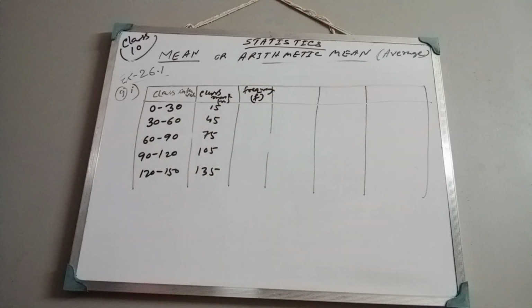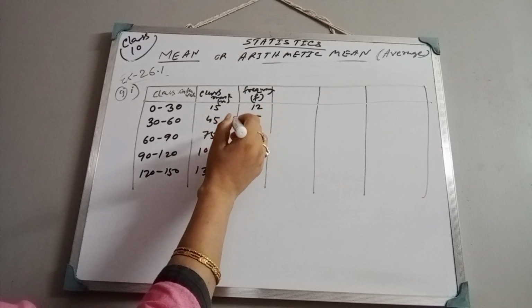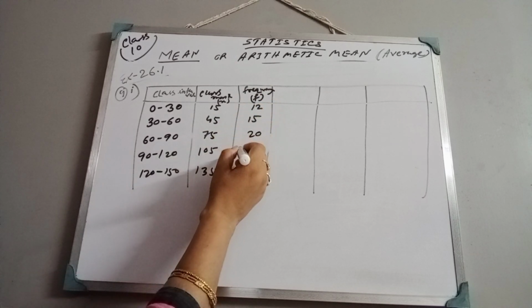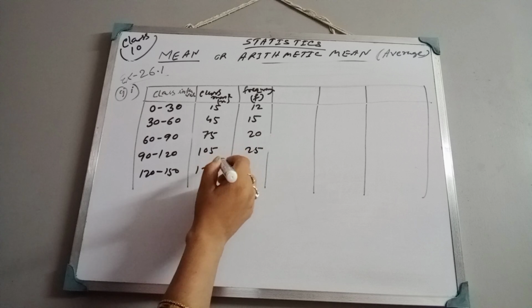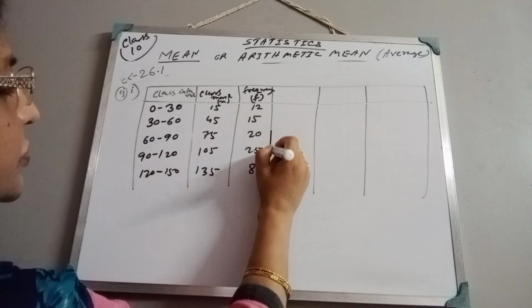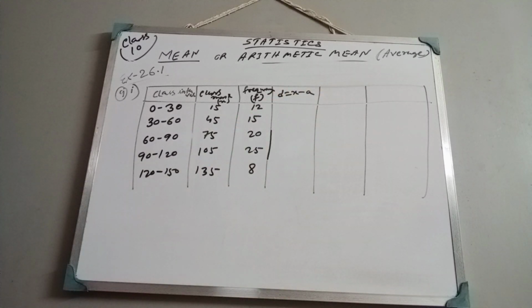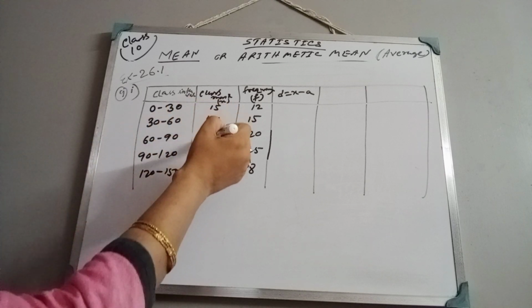Frequency is first 12, next 15, next 20, next 25, next 8. D equals x minus a, the deviation. X minus a means now here 1, 2, 3, 4, 5.